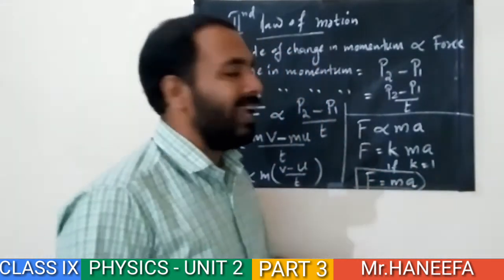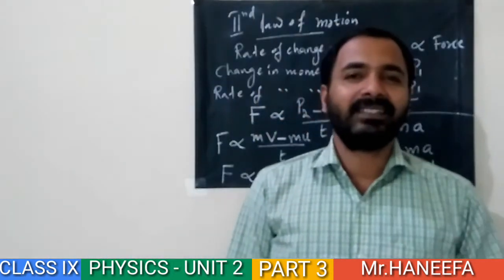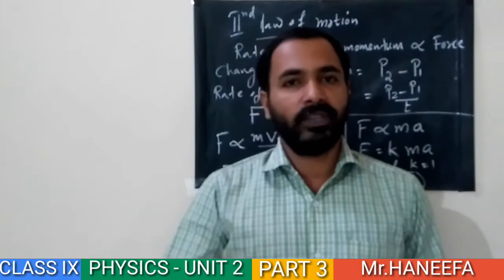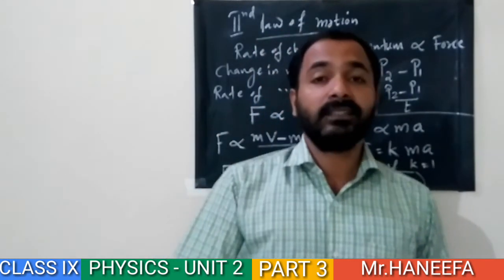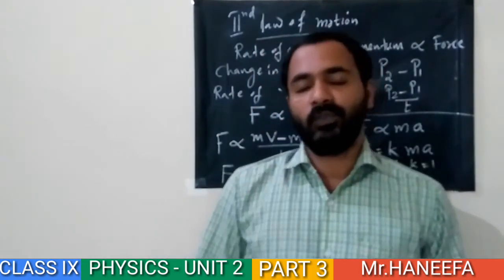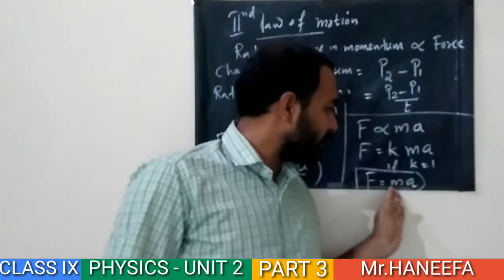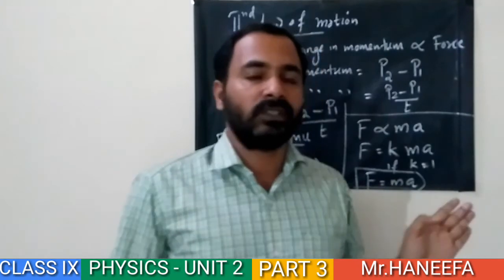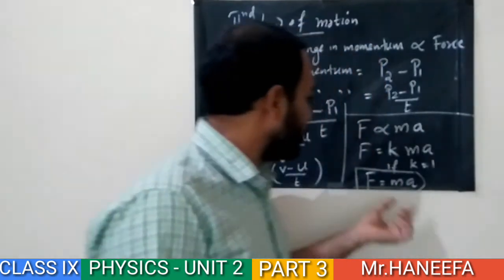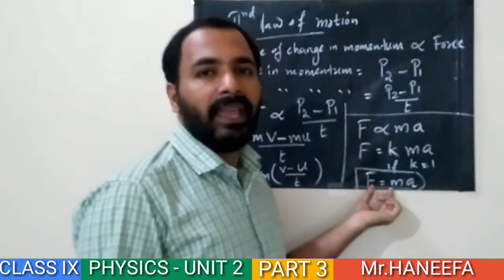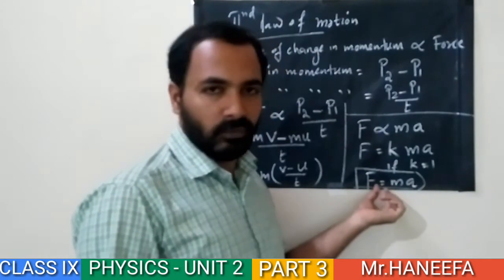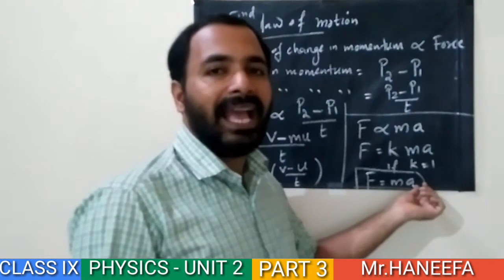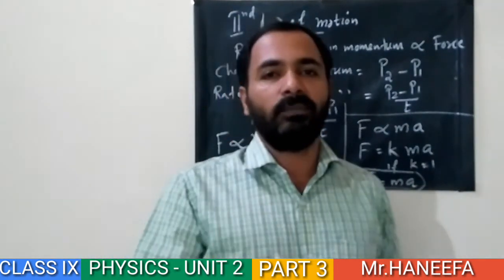If k equals 1, F equals ma. This is the equation to measure the force. So we know the first law explains the definition of the force, but the second law explains the equation of the force. What is the equation of the force? F equal to ma. What is F? Force. m is mass. a is the acceleration of the object.